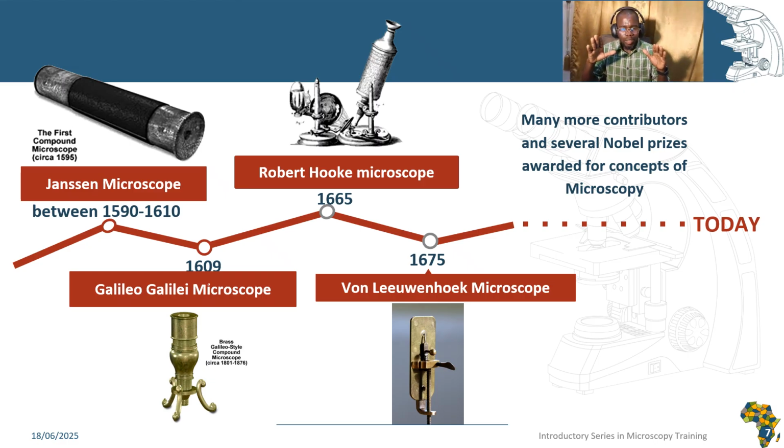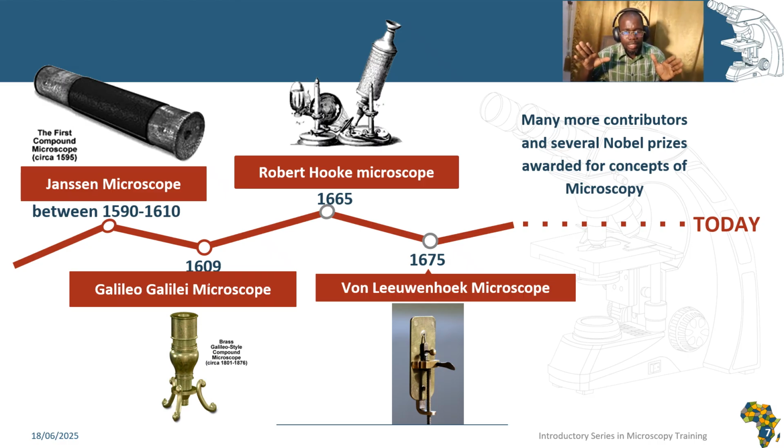In 1609, Galileo Galilei, an Italian scientist known for his work in astronomy, physics, and inventions, modified the compound microscope, though he is not the inventor of the microscope.